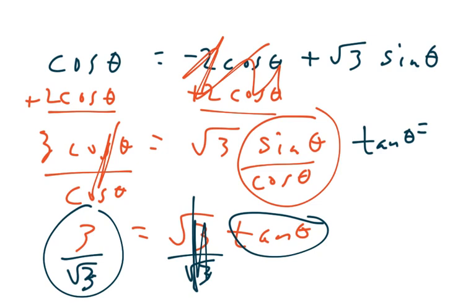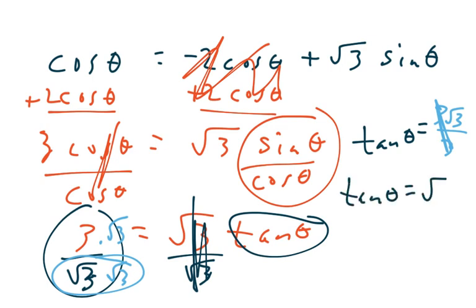Now we have to rationalize this. So I'm going to do square root 3 over square root 3. And I get 3 square root 3 over 3. Because that right there is a regular 3, right? Square root of 9 is 3. And the 3's cancel. So I have tangent theta equal to just square root 3.